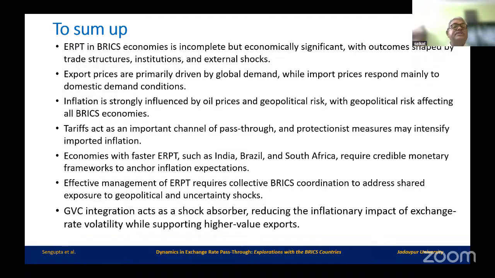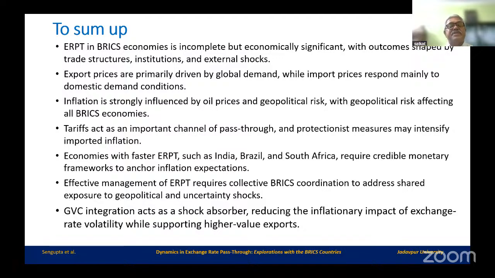Tariffs, we have used tariffs in the import price pass-through. Otherwise, the landed price of imports would include tariff also. To separate the effects of exchange rate and tariff, we have included tariff in the regressions. Tariff acts as an important channel of pass-through, and protectionist measures may intensify imported inflation.